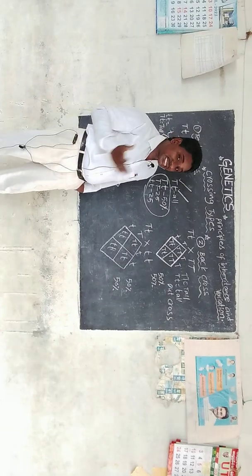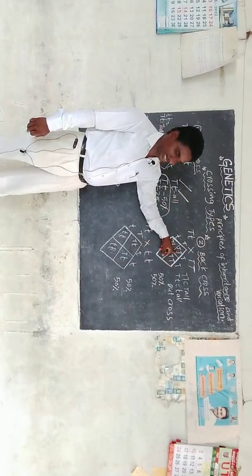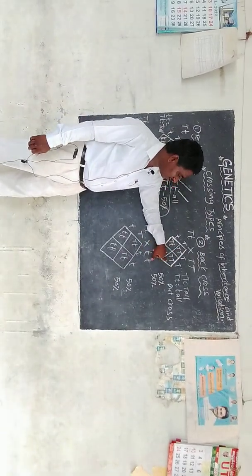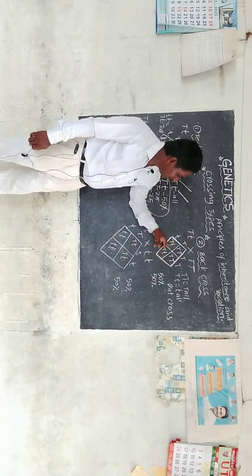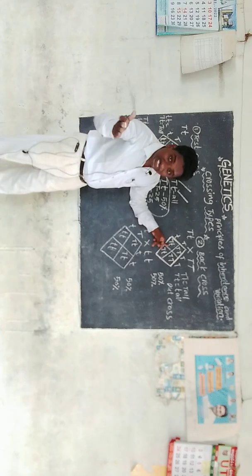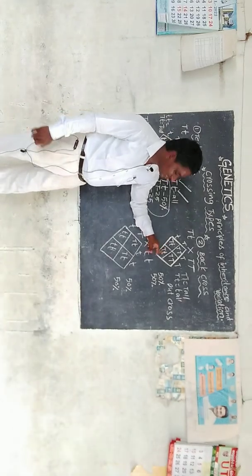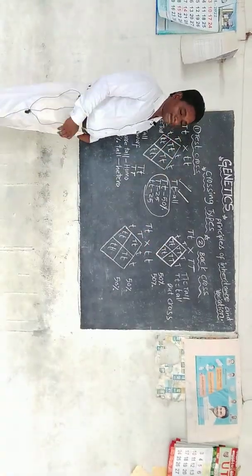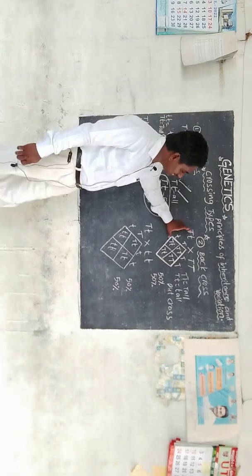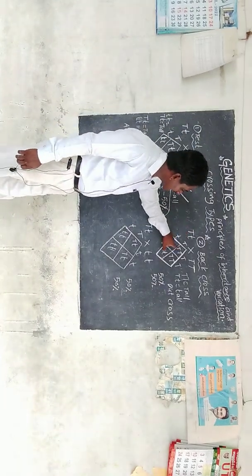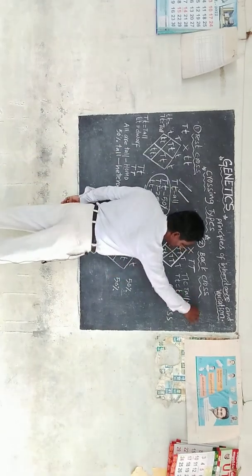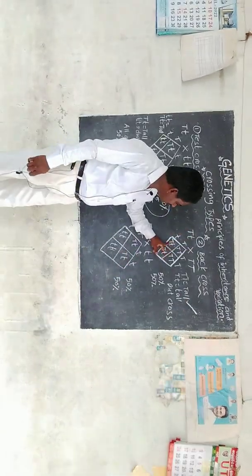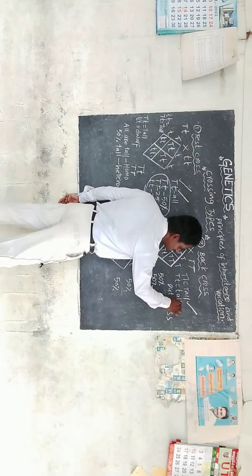So what is the result of the progeny? Capital T, small t: tallness of the plant. Capital T, capital T: tallness of the plant. Here capital T, small t: tallness of the plant. Capital T, small t: tallness of the plant. So by observing this back cross, capital T, capital T is a homozygous tall plant, and capital T, small t is a heterozygous tall plant.